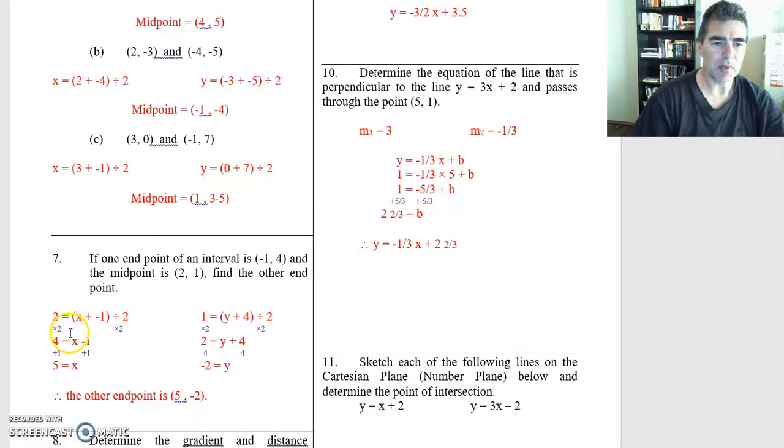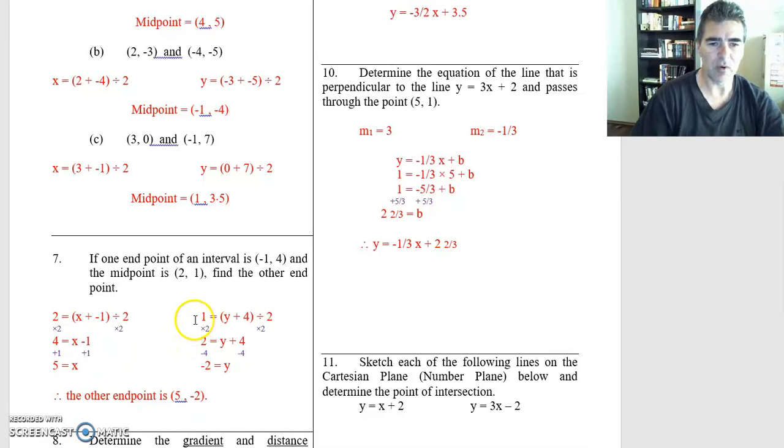Normally I get rid of that divide by 2 by doing the opposite to both sides. 4 equals x, and x plus -1 is x minus 1, and I don't need the brackets anymore. Add 1 to both sides, and I find that the x value of the end point is 5.